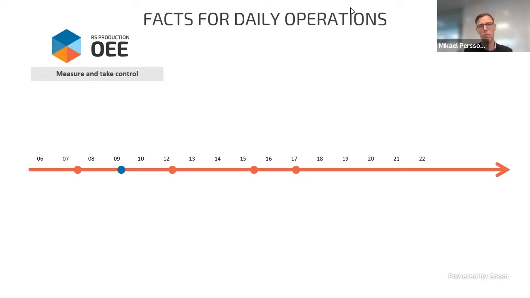Looking at then our product that is called RS Production OEE and how this meets your daily operations. This is a timeline for a pretty typical factory day.